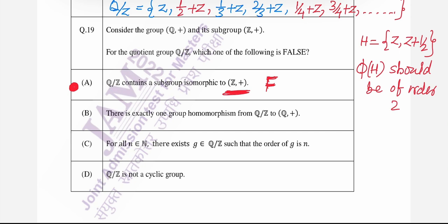And homomorphism, you know, homomorphism means this time there is a homomorphism. Remember that. So this time order of H and order of phi H may not be equal, but order of phi H should divide order of H.